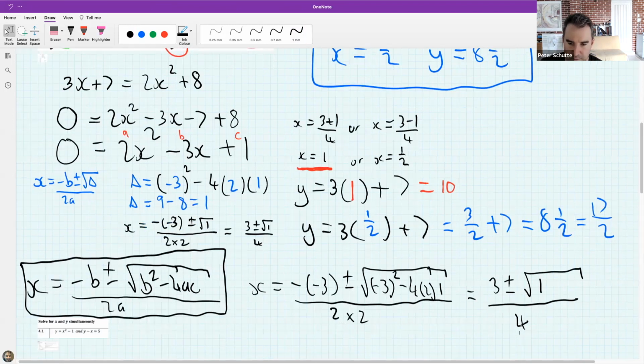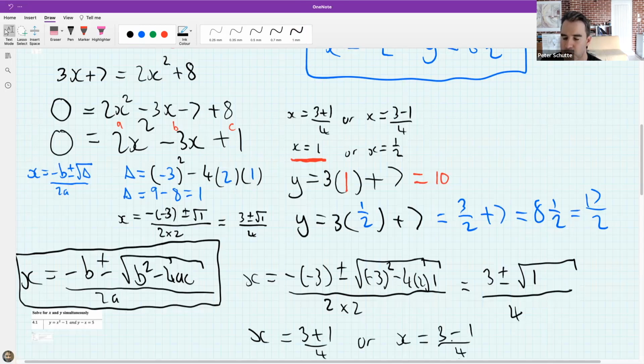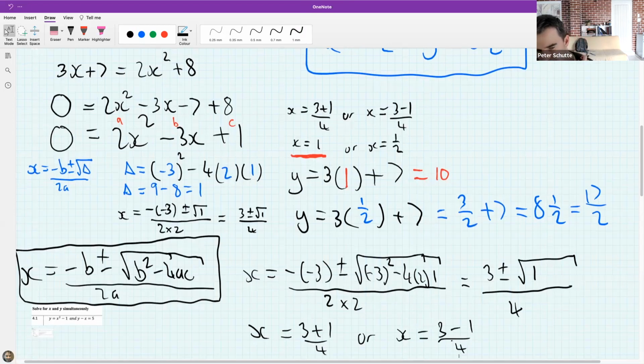Are you with me so far? Yes, sir. And so now x is going to be equal to 3 plus 1 over 4, or x could be equal to 3 minus 1 over 4, because the square root of 1 is just 1. So you can also do it like that.